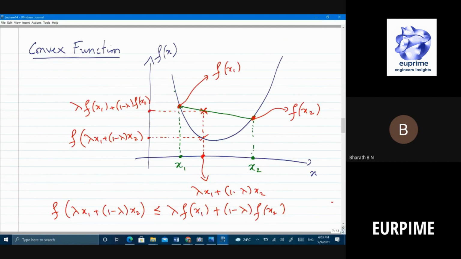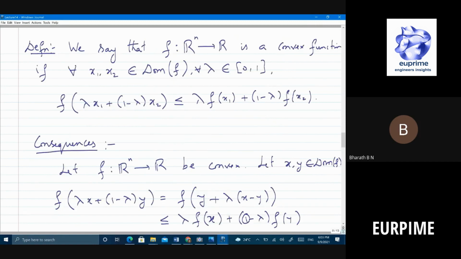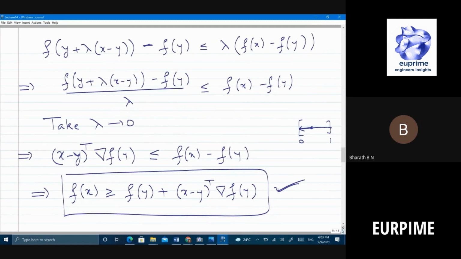Then we started looking at what is known as convex functions, right? So we characterized what a convex function is. So basically, you take any 2 points, draw a line between the two. All the values on that line will be above the function, right? So we mathematically characterized that. And then we looked at a few consequences of this. One consequence was f(x) is greater than or equal to f(y) plus (x minus y) transpose times the gradient of f(y), right? So this is true for any x, y in the domain of the function for any convex function.